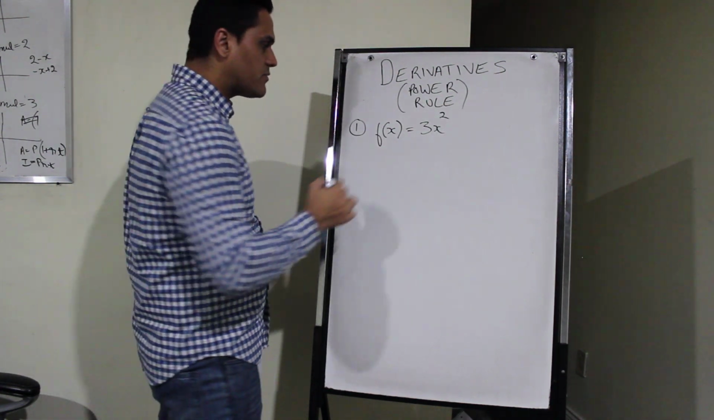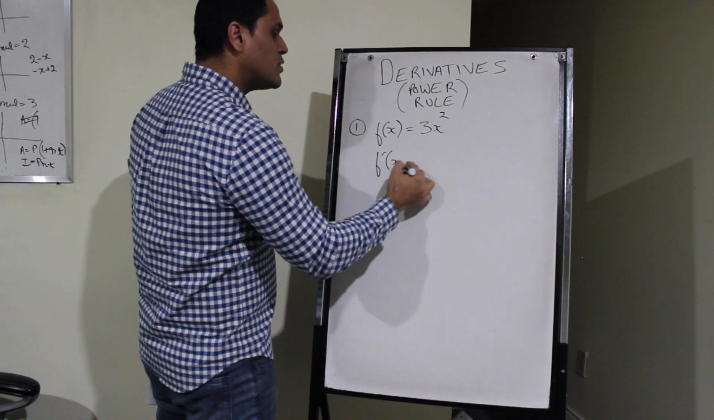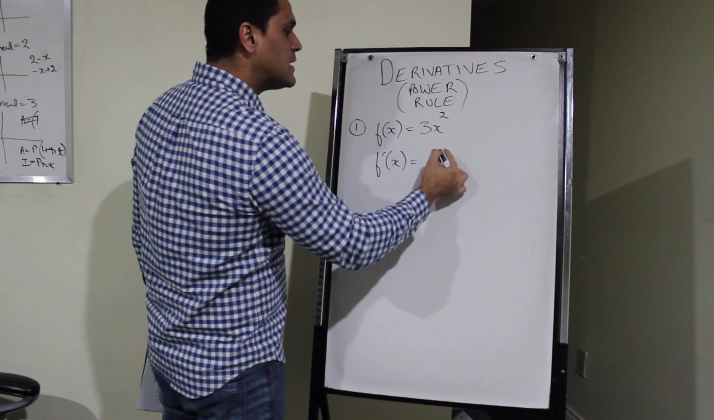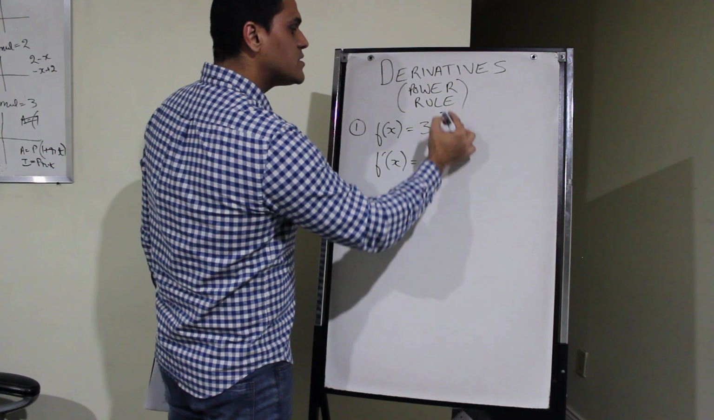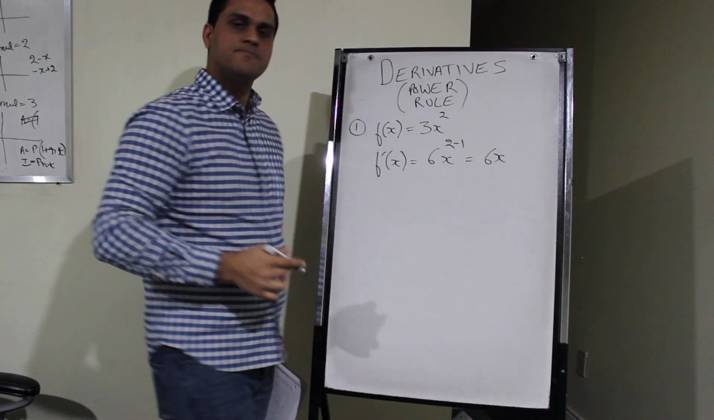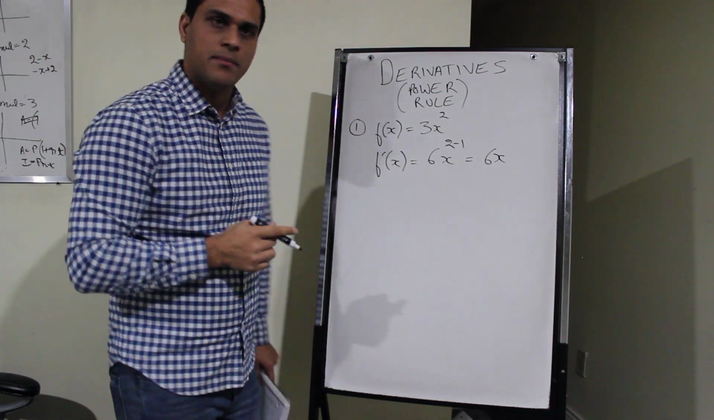Now if you want to find the derivative of this function, you just take the power of the x, which is 2, and you times it by the number in front. That gives you 6, and now you're just going to subtract 1 from the power and you end up with 6x, which is the derivative of 3x squared.